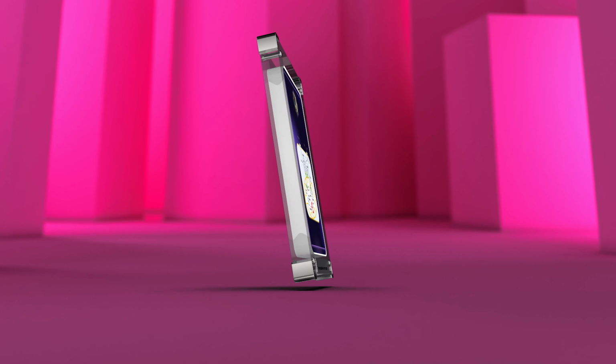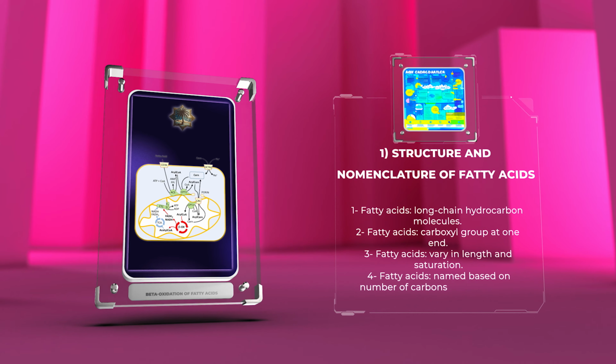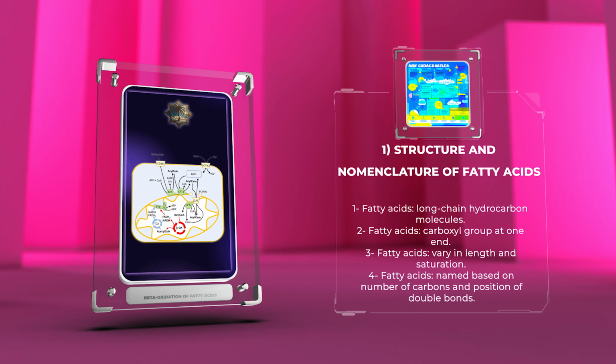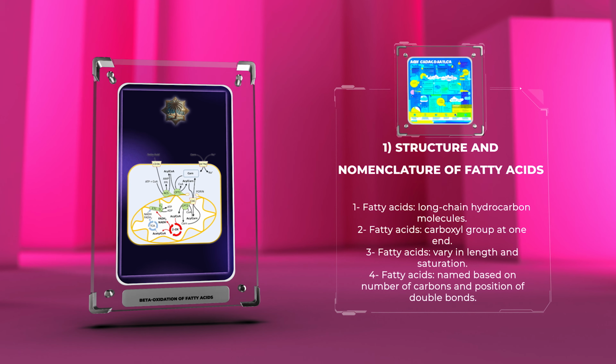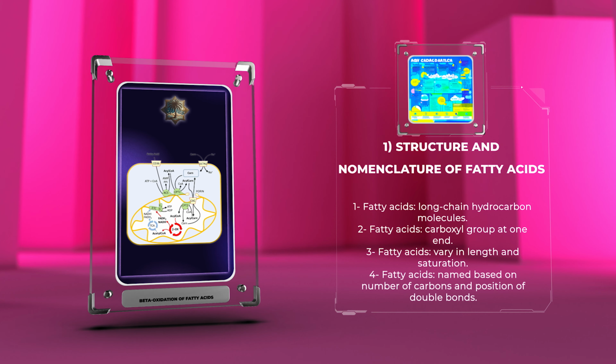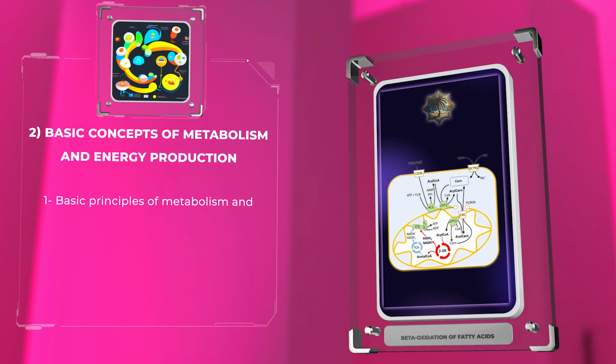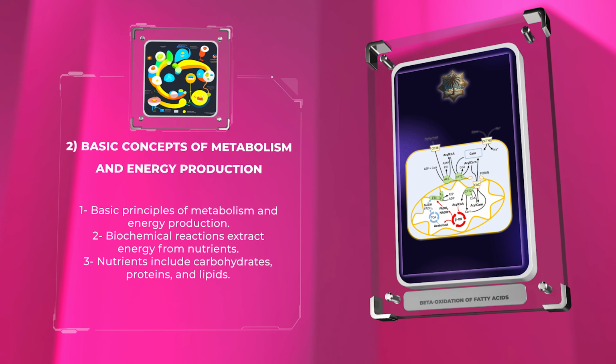Fatty acids are long-chain hydrocarbon molecules with a carboxyl group at one end. They can vary in length and saturation, influencing their chemical properties. Fatty acids are typically named based on the number of carbons in the chain and the position of any double bonds.